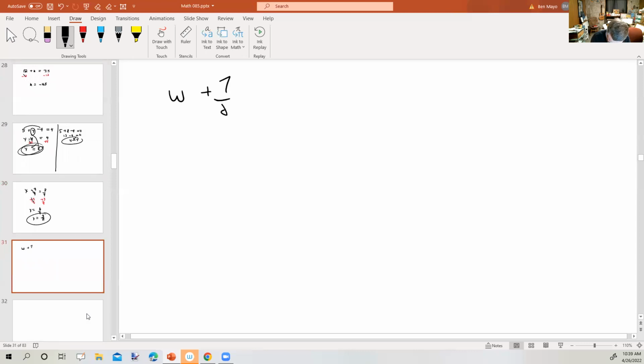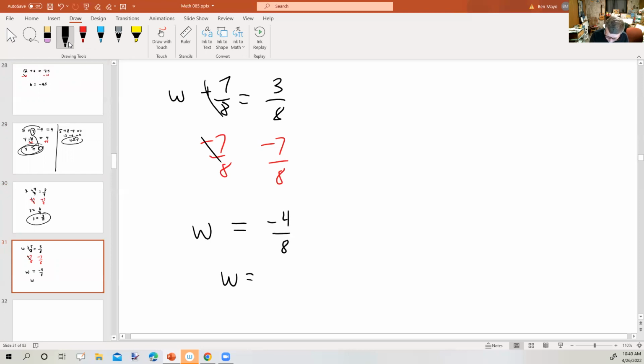All righty. How about this one? w plus 7/8 equals 3/8. So to solve for w, we'll subtract 7/8 from both sides of the equation. The plus 7/8 and the minus 7/8 cancel. So w is 3/8 minus 7/8, which is negative 4/8, which could be reduced down to negative 1/2. Any questions there?